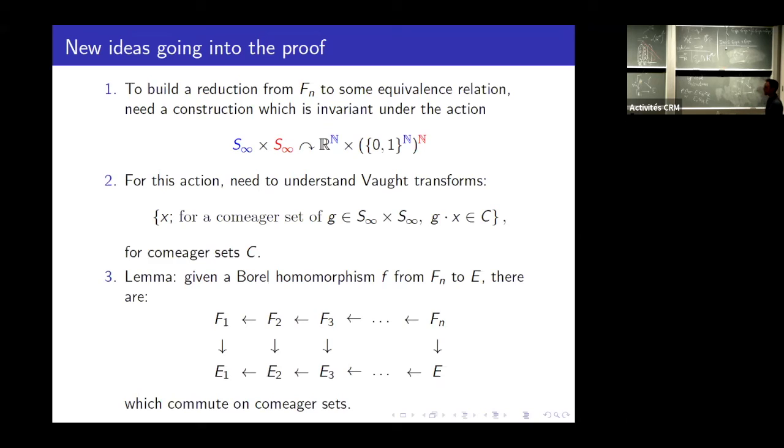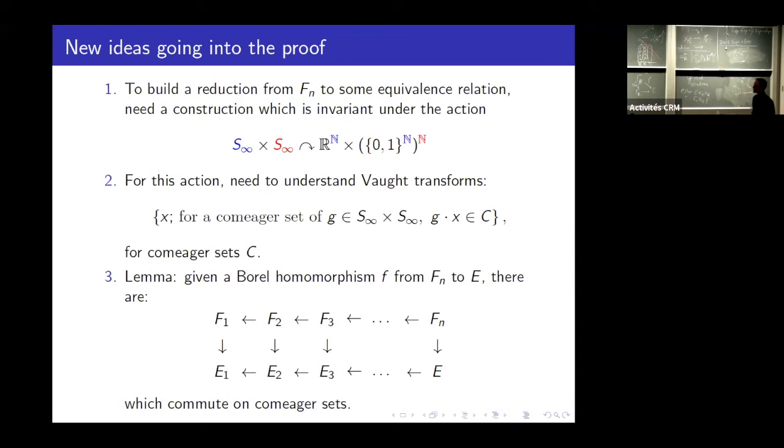Okay, there's also a technical issue called the Vaught transform. When you have a Polish group acting on a Polish space, you take a comeagre set and ask what is the set of all group members that map a comeagre set of points into this particular comeagre set. This is a very important technique that appears in the study of Polish group actions and Borel equivalence relations. So now, in particular, you will have to study Vaught transforms for this particular action, which is different again from the previous one.